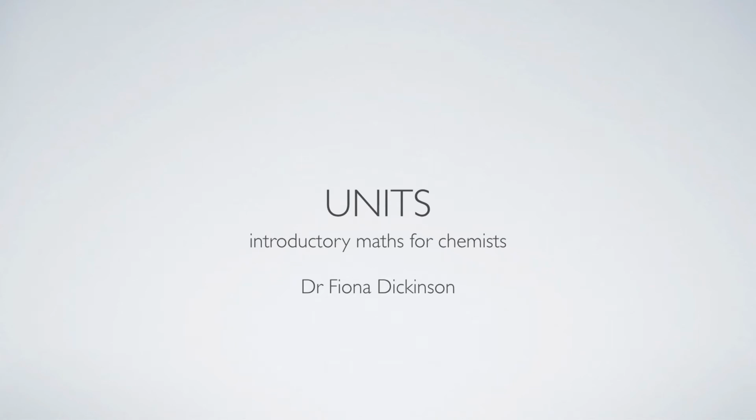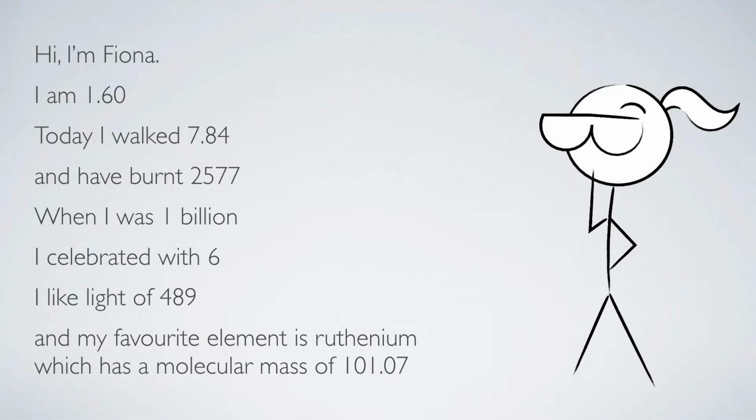So this is just a short video for the Introductory Maths for Chemists on units. So this is me, I'm Fiona. I'm 1.60 and today I walked 7.84 and have burnt 2,577. When I was a billion, I celebrated with 6. I like light of 489 and my favourite element is ruthenium, which has a molecular mass of 101.07.